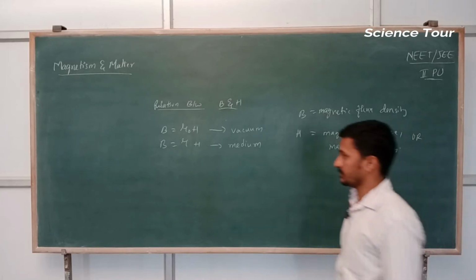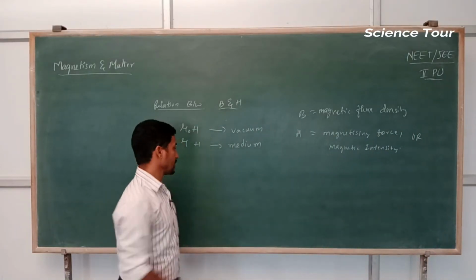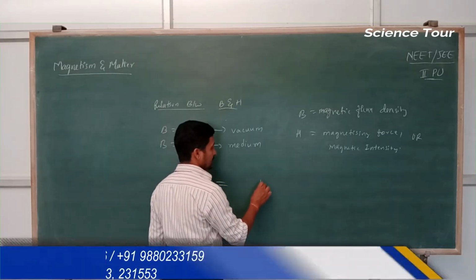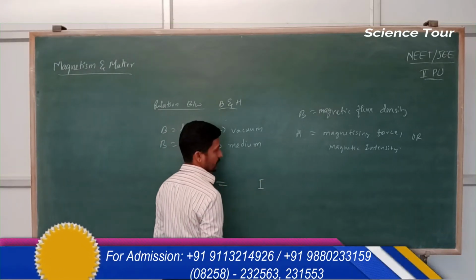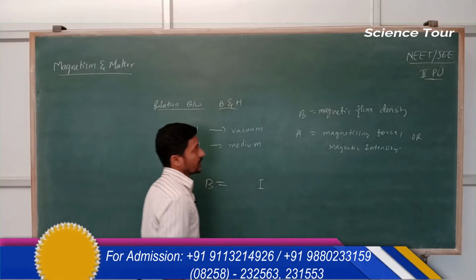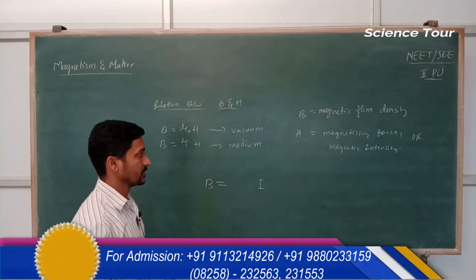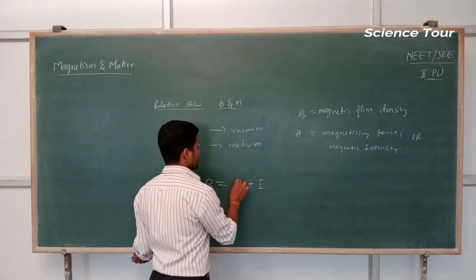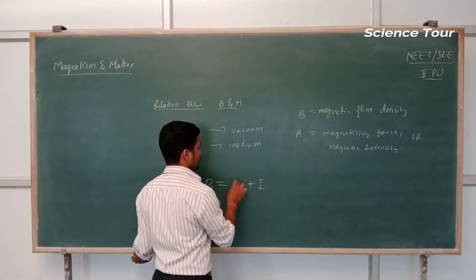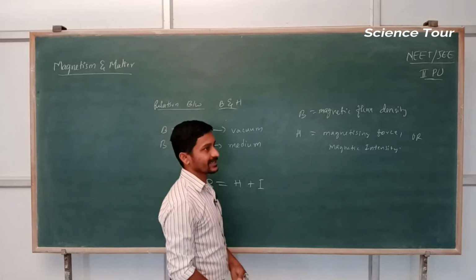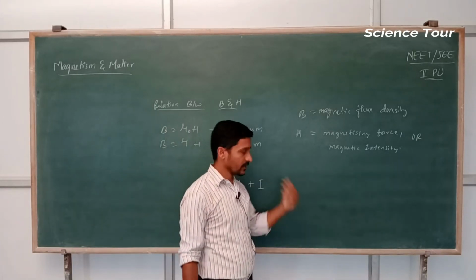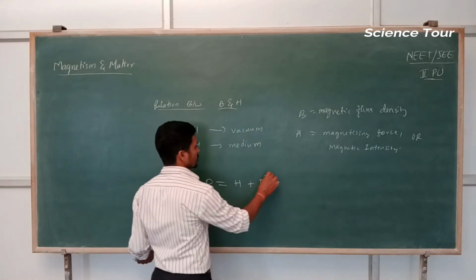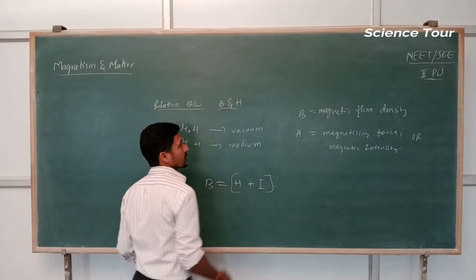Magnetic intensity means you are going to apply a magnetic field to a material. So inside, a magnetic moment is generated, and that is the intensity of magnetization. Two terms are there, and it may confuse you: one is magnetizing force, and the other is magnetization that is developed.